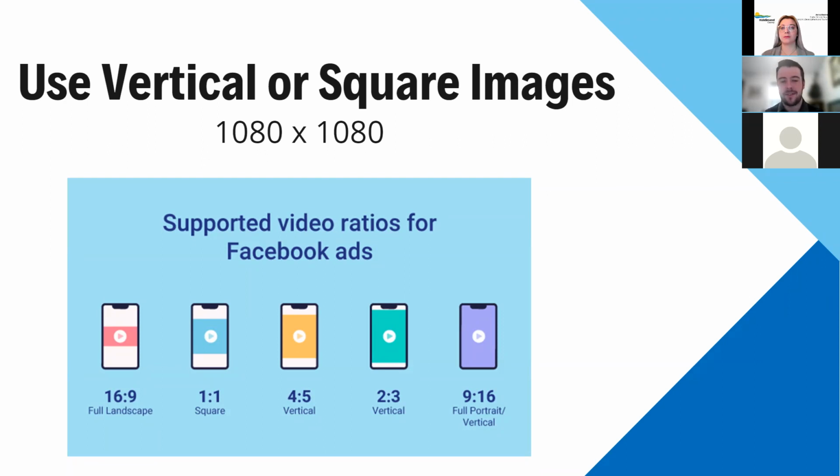Maybe sometimes that full landscape is going to be your only option, and that is okay. It's going to show up on there just fine. It's just a little smaller. So the bigger it shows up on the screen, the better, and almost the more advertising you're going to get out of it.